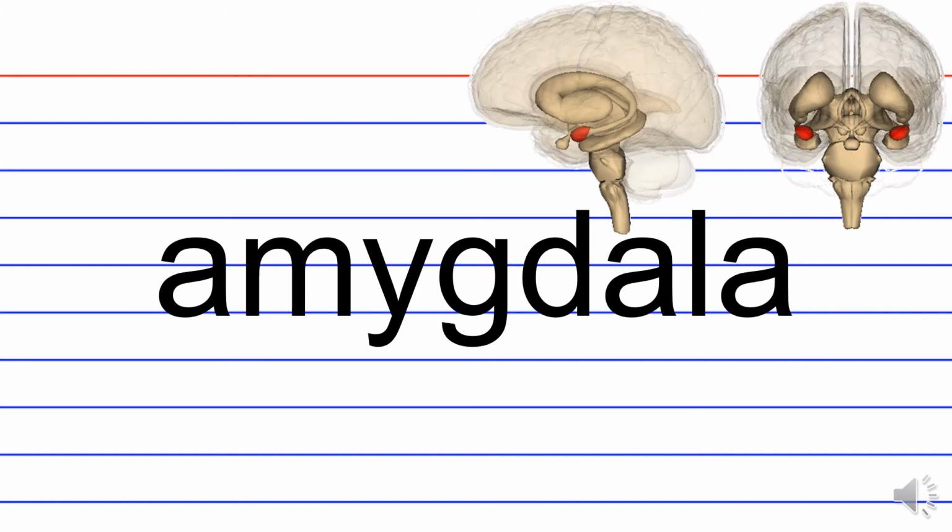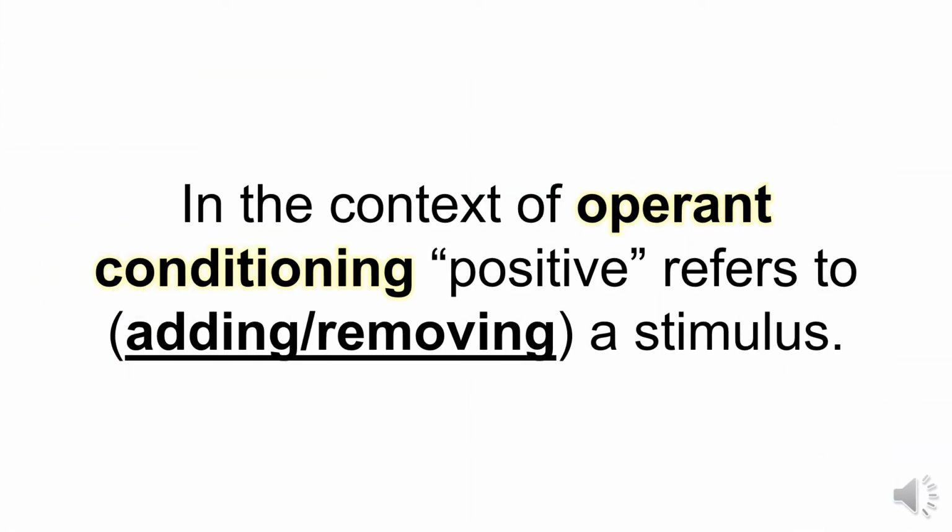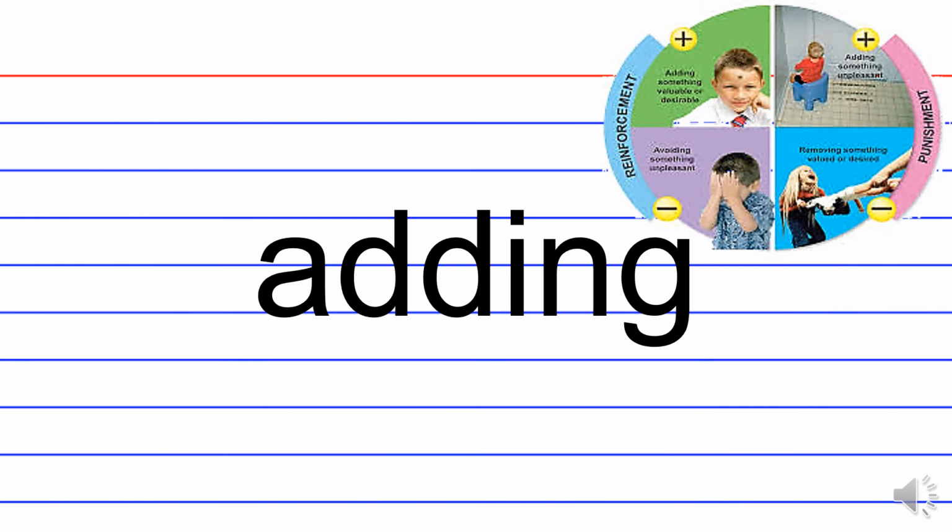Okay. In the context of operant conditioning, positive refers to adding or removing a stimulus. So does positive refer to adding or removing? That would be adding. So you can either add a punishment stimulus or a reinforcement stimulus. Okay?